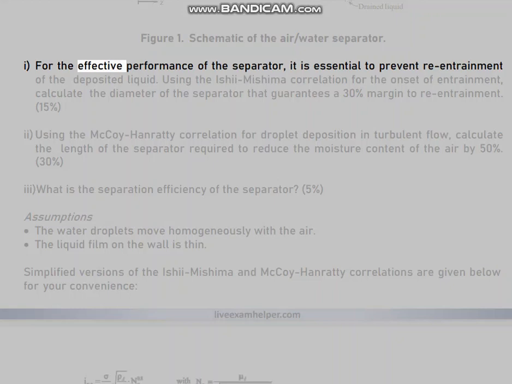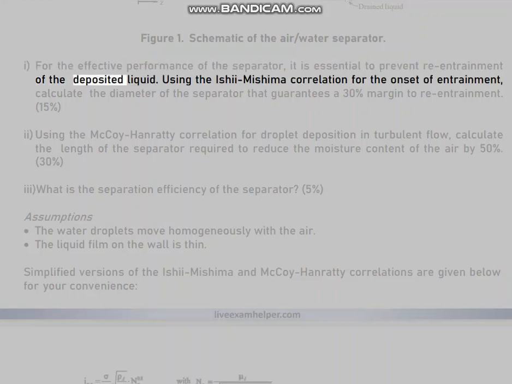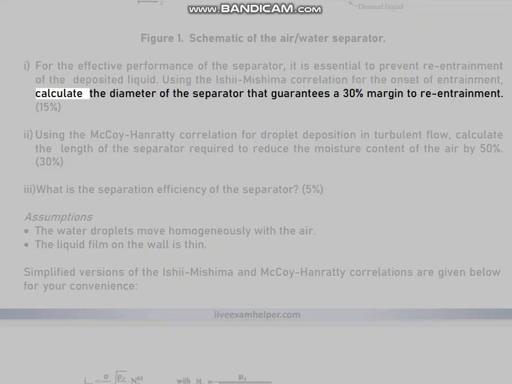For the effective performance of the separator, it is essential to prevent re-entrainment of the deposited liquid. 1. Using the Ishii-Mishima correlation for the onset of entrainment, calculate the diameter of the separator that guarantees a 30% margin to re-entrainment. 15%.